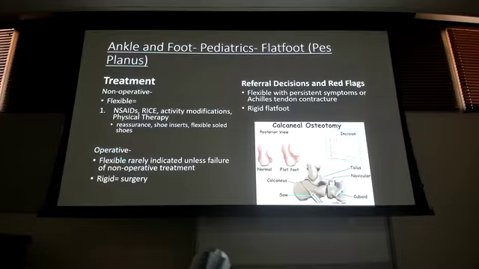And then for operative, rarely for a flexible, maybe if they've failed everything for years, but on our level, we're not really recommending it for surgery. If it's rigid, that's when we want to rule out those other causes, like neuromuscular disorders or some of those congenital abnormalities. And we refer them to ortho. Ortho can do a procedure where they remove a portion of that calcaneus to help treat this.